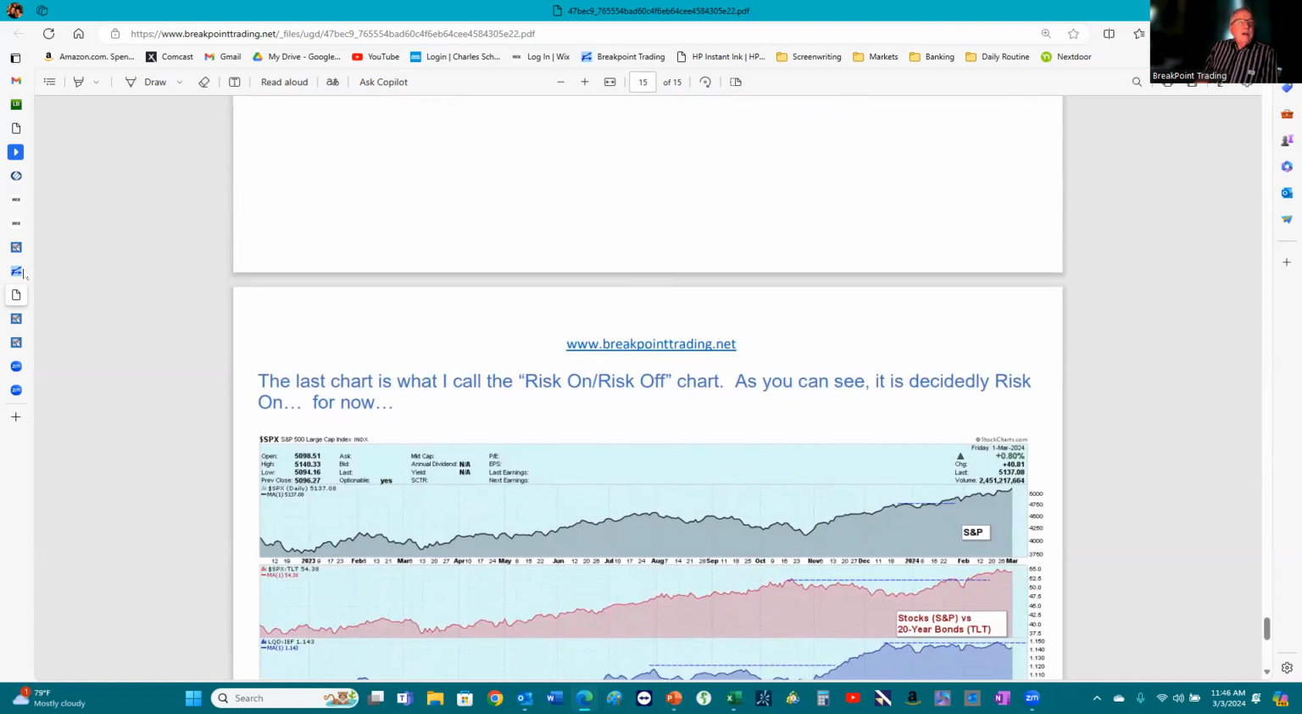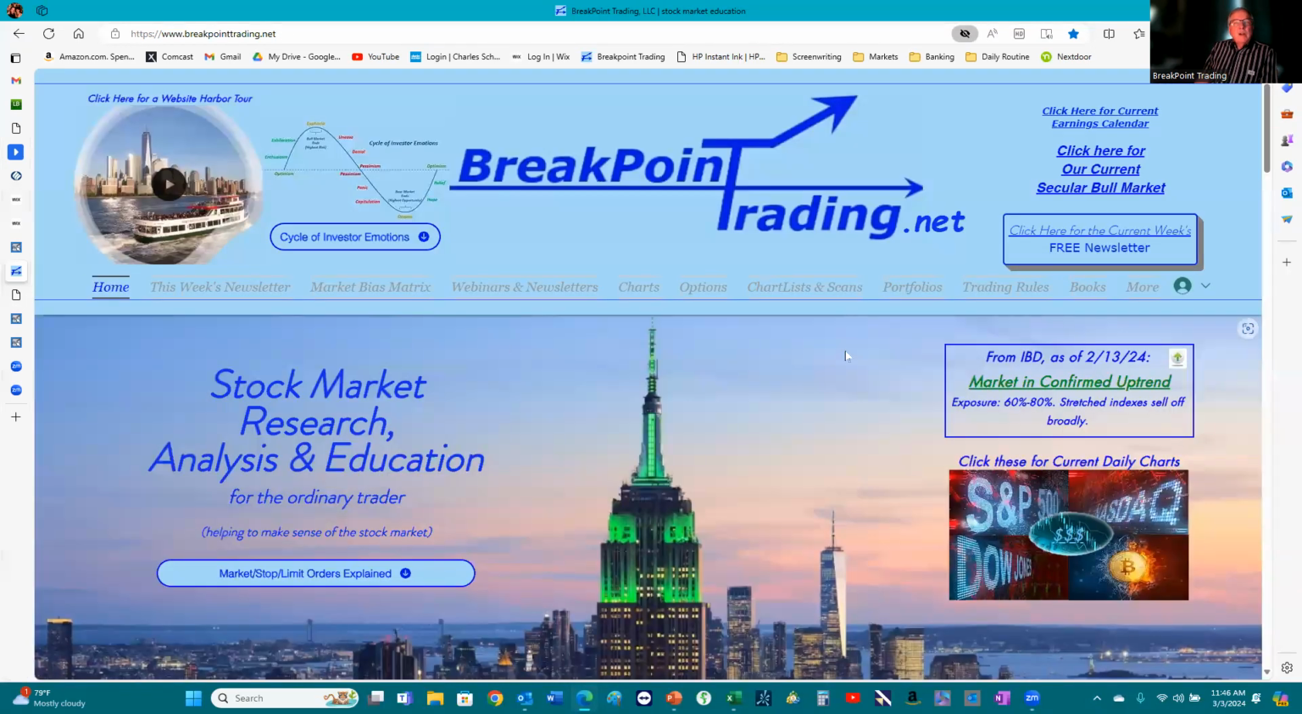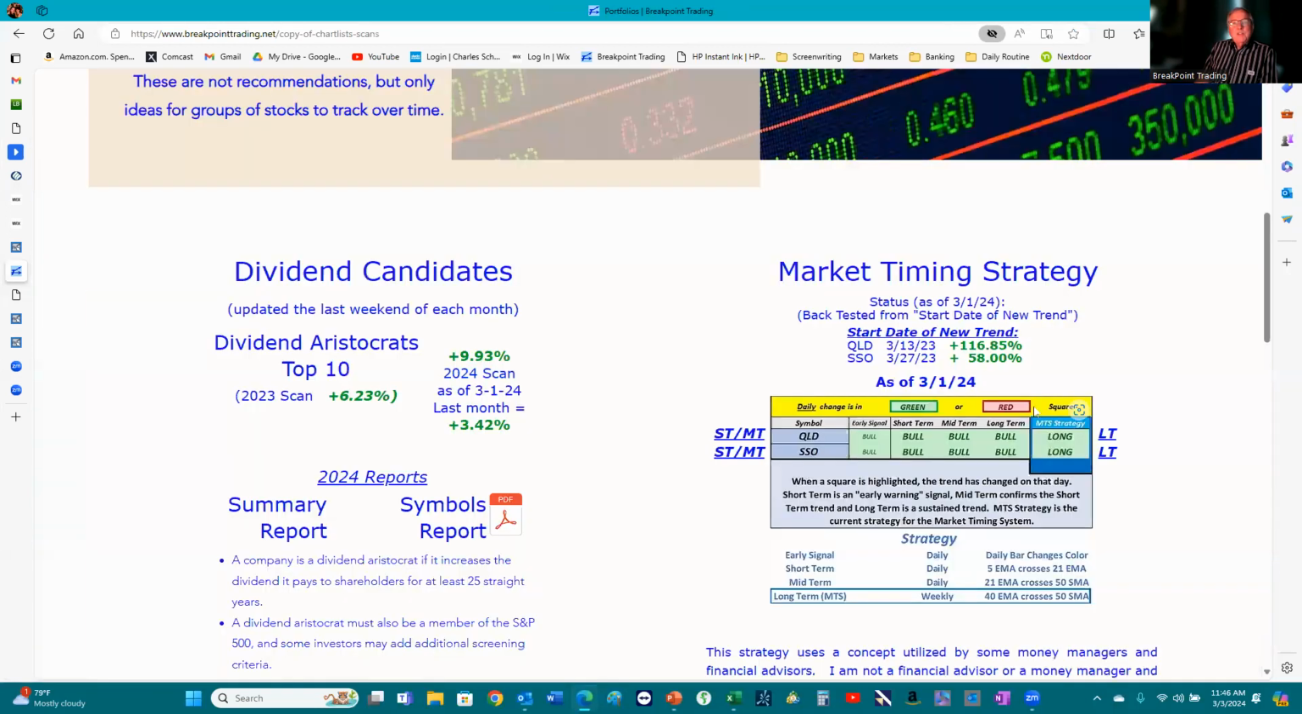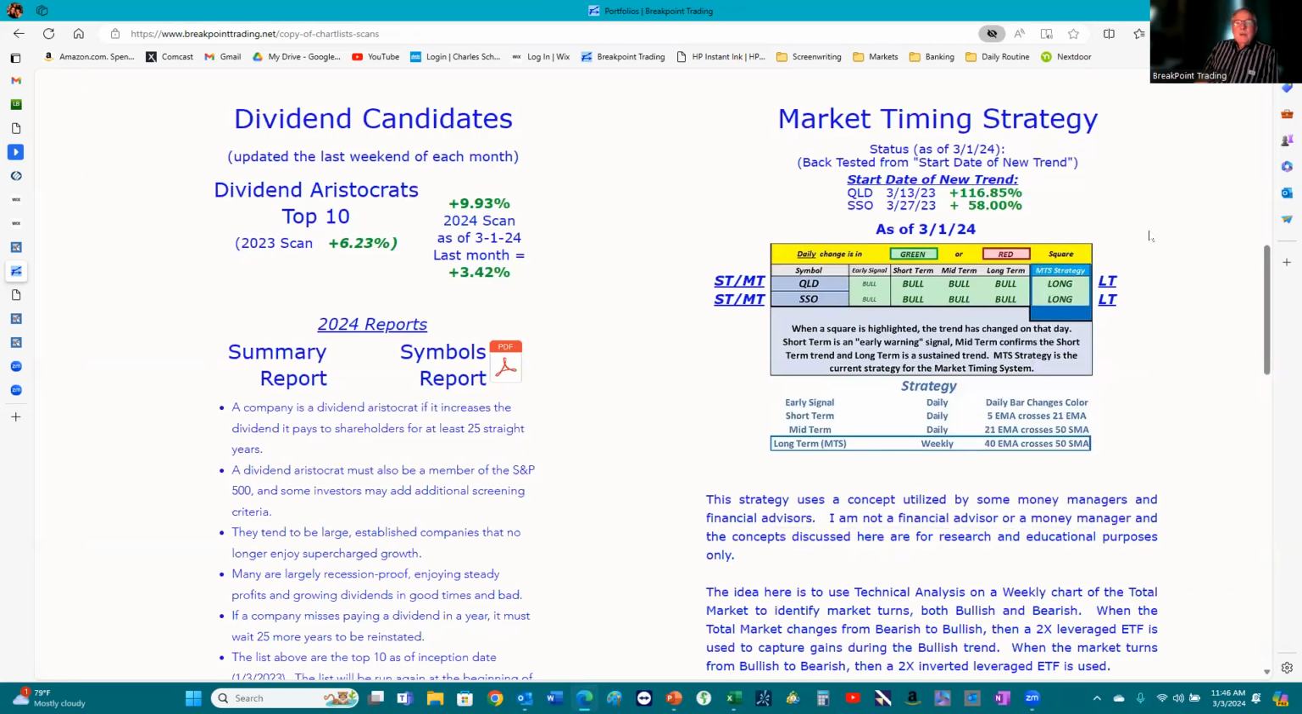So anyway, for today, the last thing I'll show you is just an update on this market timing strategy, which I've talked about before. Had a good week in the market, of course. So QLD, since 3/13, we're coming up on a 1-year anniversary of the buy signal for this. It's up 116%. And this is updated every day.